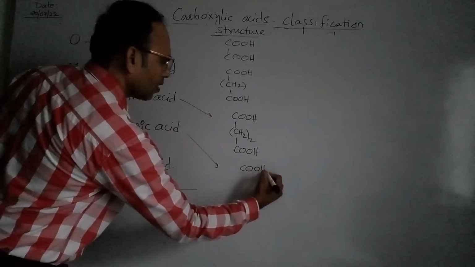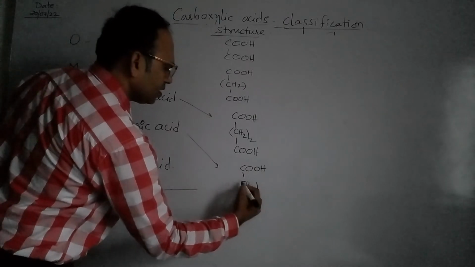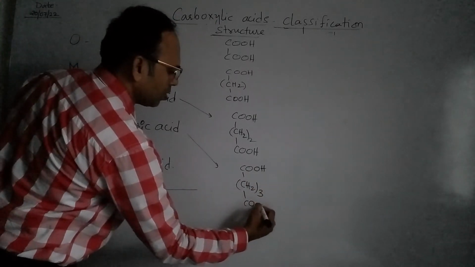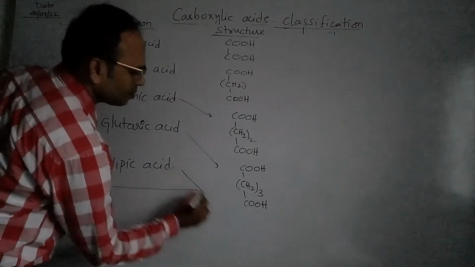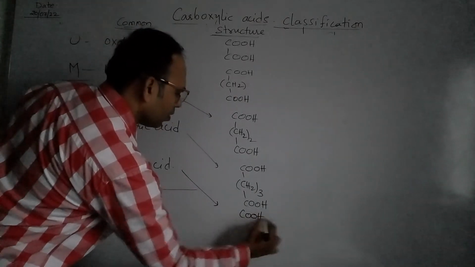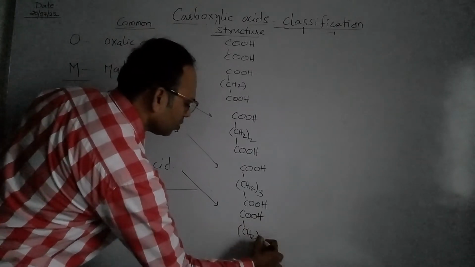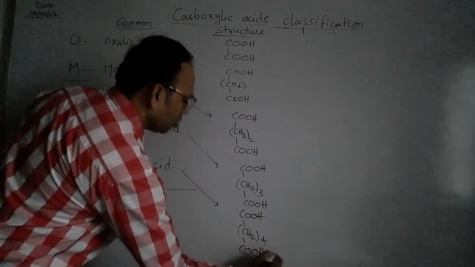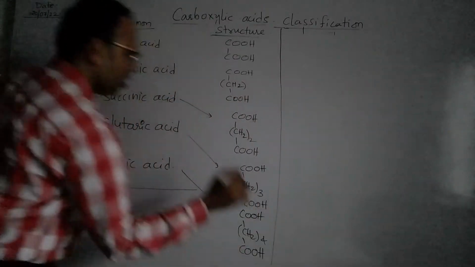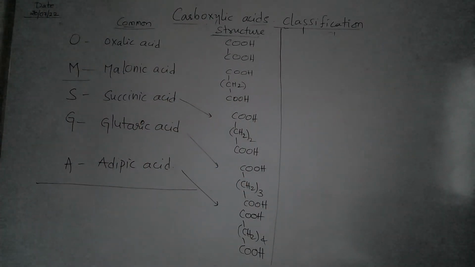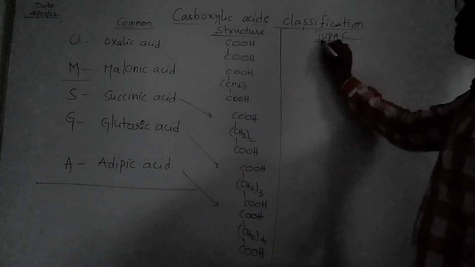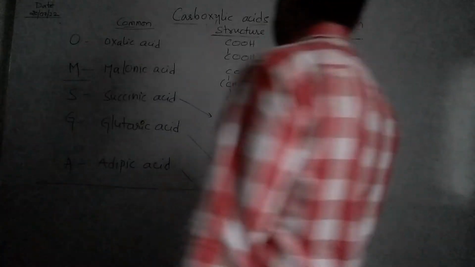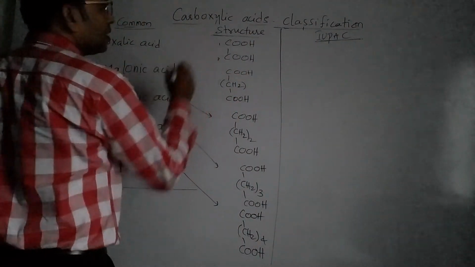Similarly, 3 methylene groups you write. That will be glutaric acid. Now the last one, 4 methylene groups. So using this method, we can draw the structure of dicarboxylic acids. Now the last step, how do you write the IUPAC name for this? It is very easy, numbering will be done.